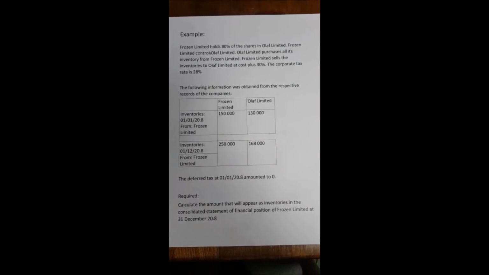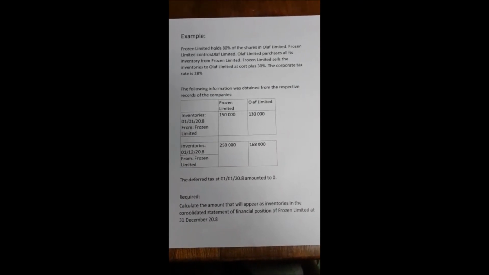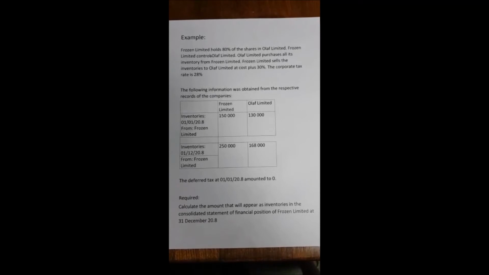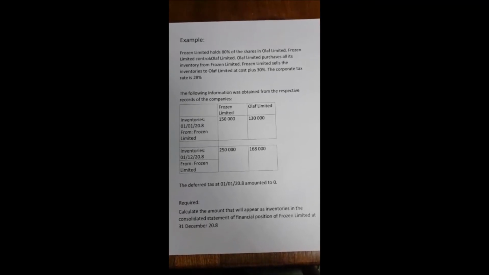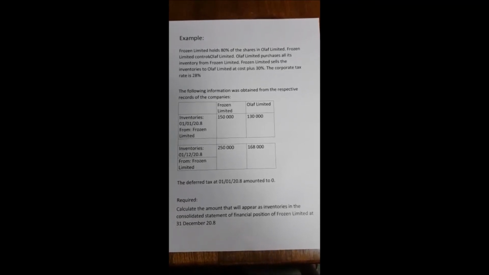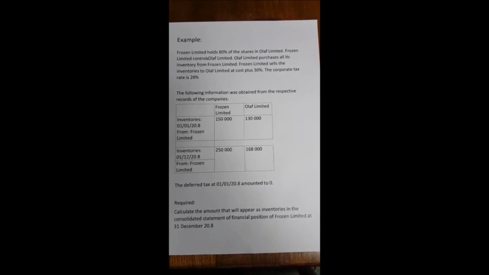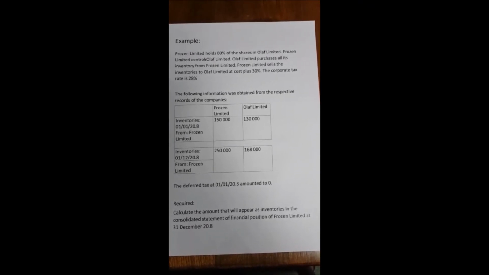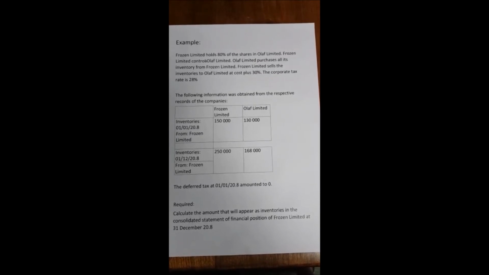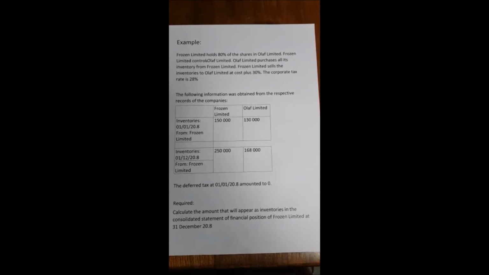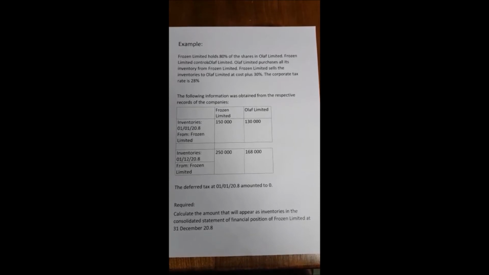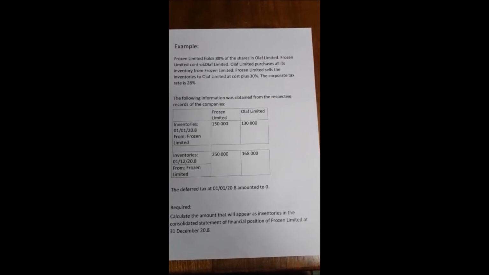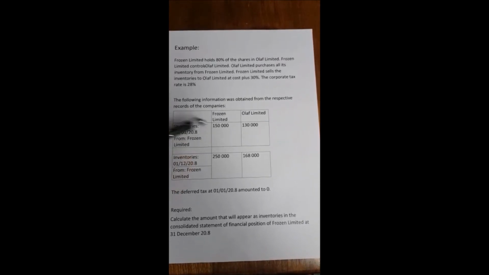Ladies and gentlemen, please fasten your seatbelts as we take you through an example of a scenario that you might encounter on flight. Frozen Limited holds 80% of the shares in Olaf Limited. This means that Frozen Limited controls Olaf Limited. Olaf Limited purchases all its inventory from Frozen Limited. Frozen Limited sells the inventories to Olaf Limited at a cost plus 30%. The corporate tax rate is 28%. They also give us some other information.